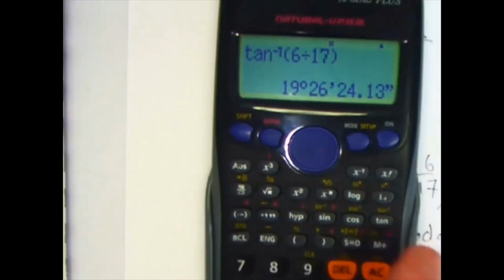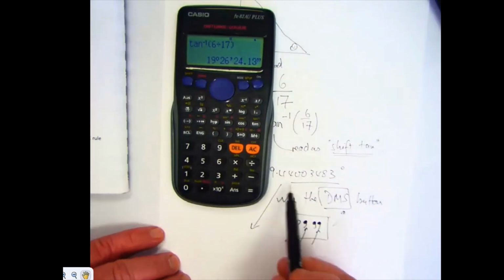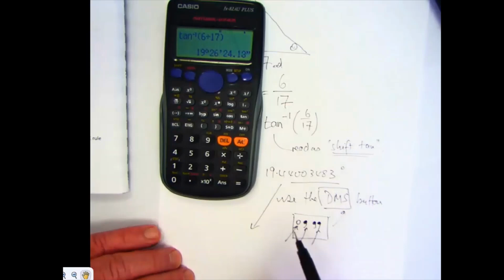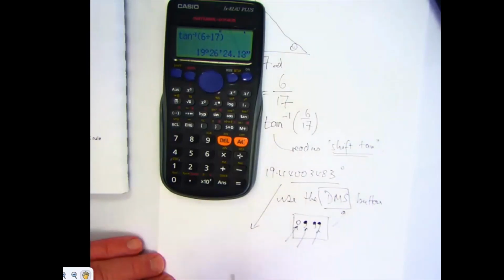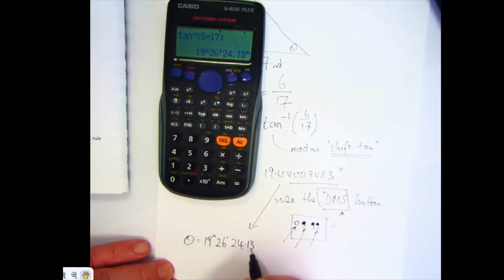It does it for you. Okay? It actually changes this horrible number 19.44003483, which doesn't really mean very much, to something that is a lot more meaningful, especially to mariners. Okay, so we can now say theta equals 19 degrees, 26 minutes, 24.13 seconds.